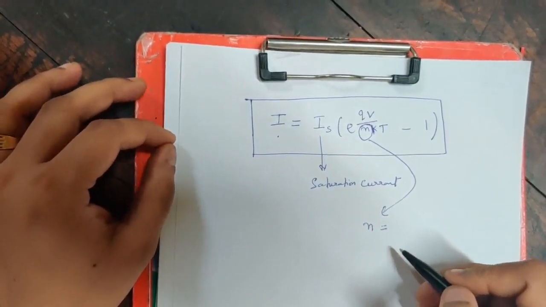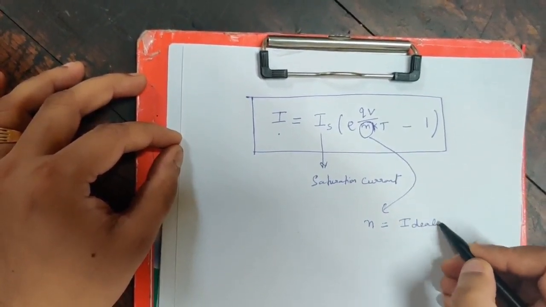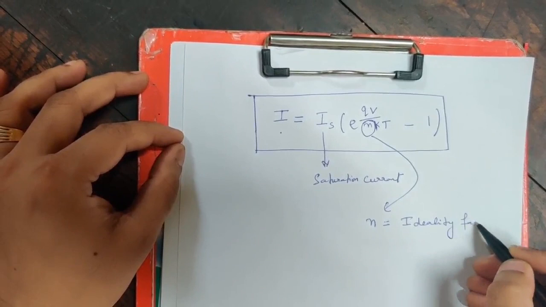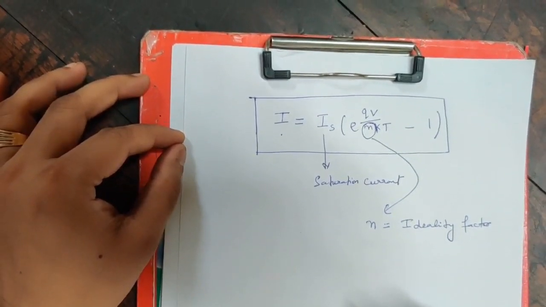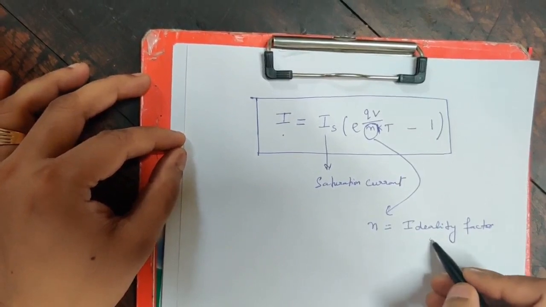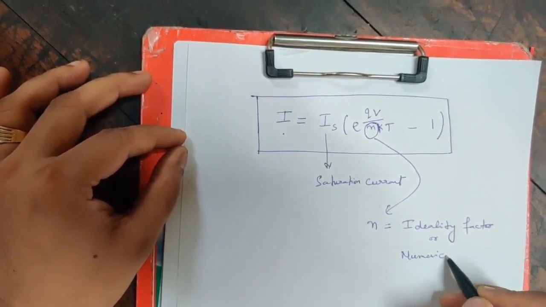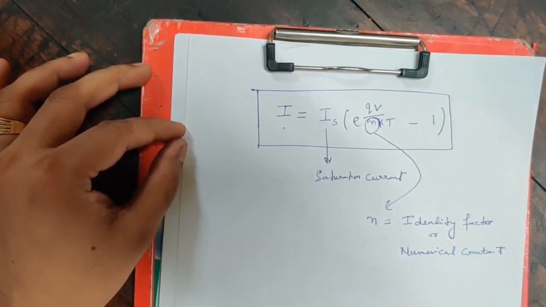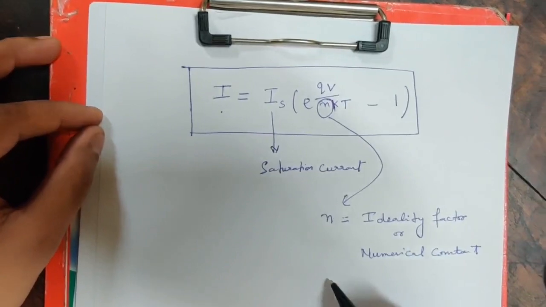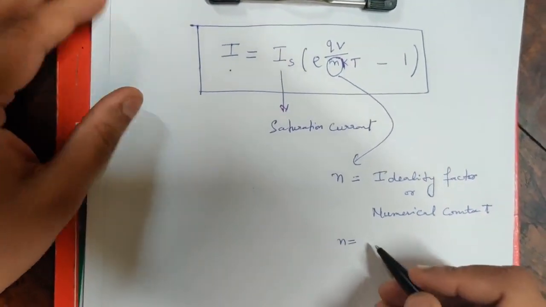This N is nothing but my ideality factor, okay, or sometimes it is called a numerical constant. And yes, its values always vary from 1 to 2.